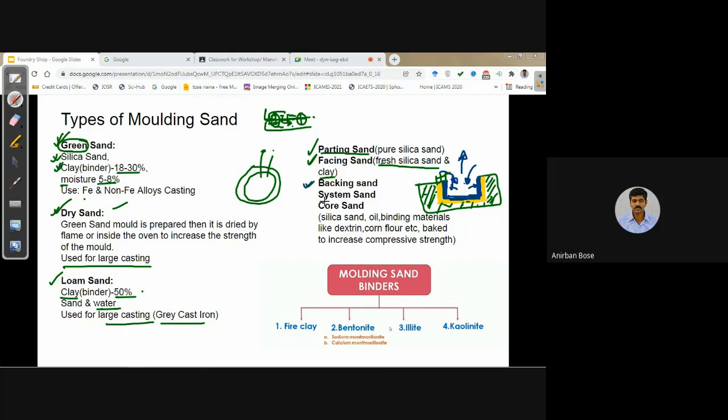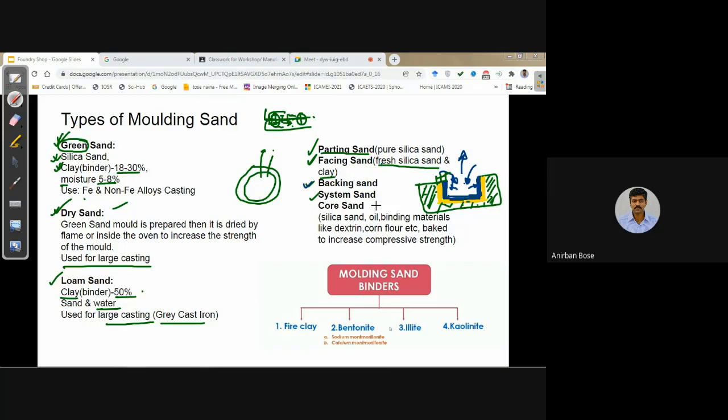Now, finally, the system sand. System sand is basically suitable for a particular application, whatever the requirement. Accordingly, we make the sand. That means we can add some additives to enhance some of the properties of the molding material. We can add some more binders.